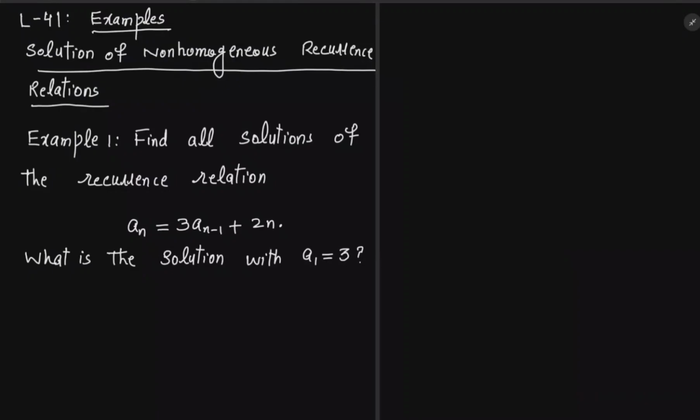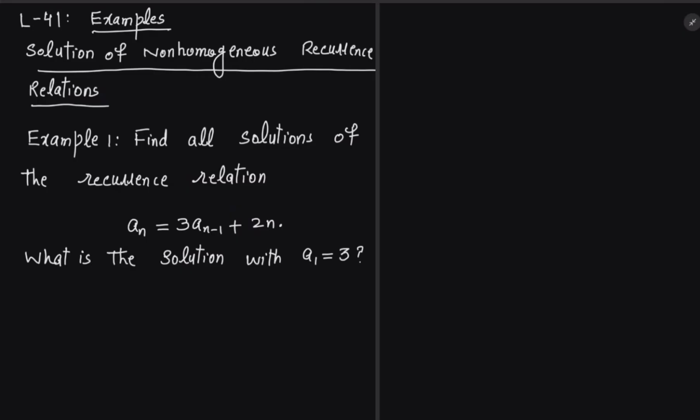In this video, I will solve two examples to understand how to find a solution of a non-homogeneous recurrence relation. Here, I repeat for new audience, those who are watching this video on discrete mathematics for the first time, that we have a homogeneous part, then we have a non-homogeneous part in this recurrence relation.